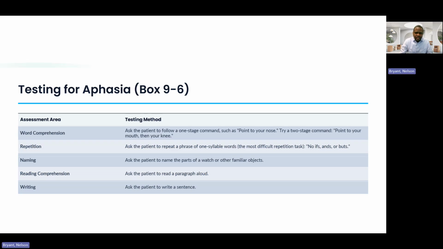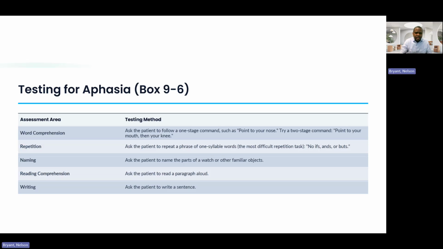So when assessing a patient, for example, who has aphasia, one of the techniques which is recommended to use, in box 9-5, is giving, for example, 1 or 2 stage commands. So you can assess for repetition, assessing for comprehension. That's when you give them 1 or 2 stage commands. You can assess for repetition. These are patients, for example, who have dementia in advanced stages.